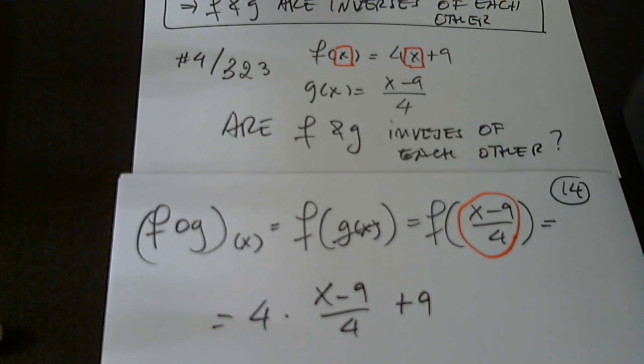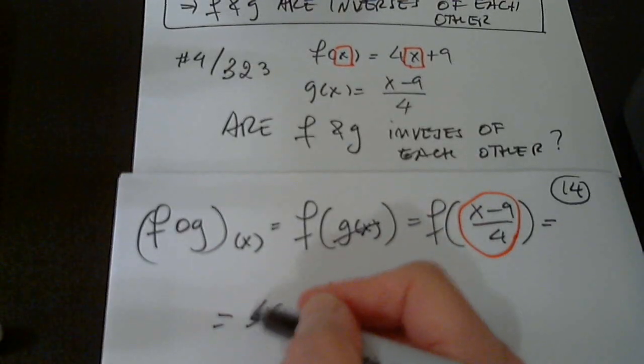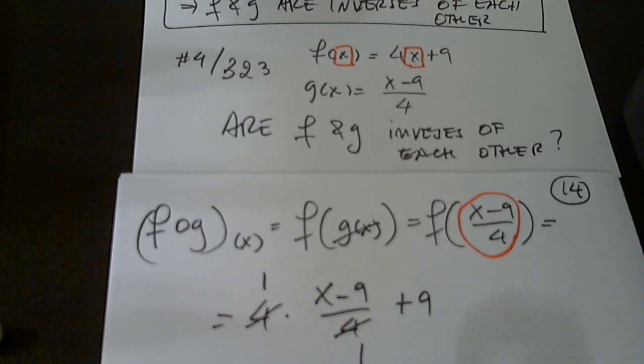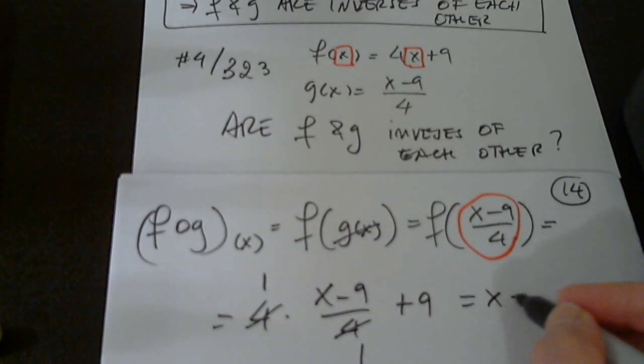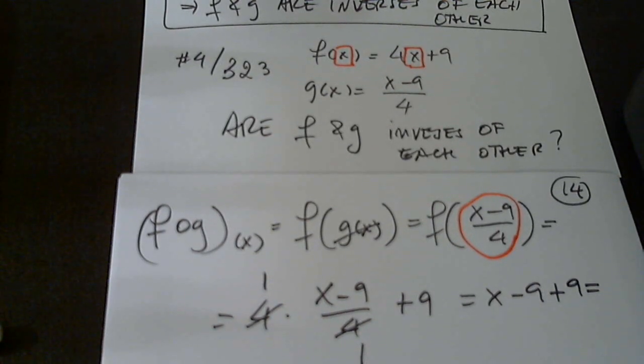I need to simplify this. How will you simplify it? What will you do first? Divide the denominator by 4 and the numerator by 4. So this is x minus 9 plus 9. What is the final answer? x. That's it.